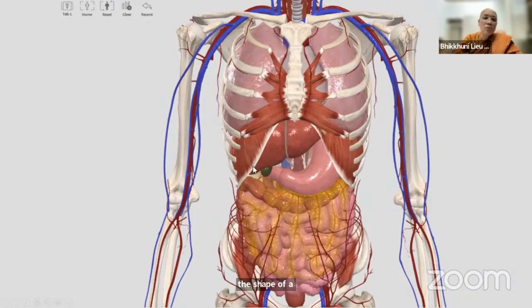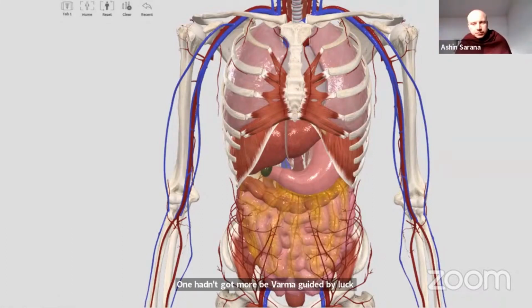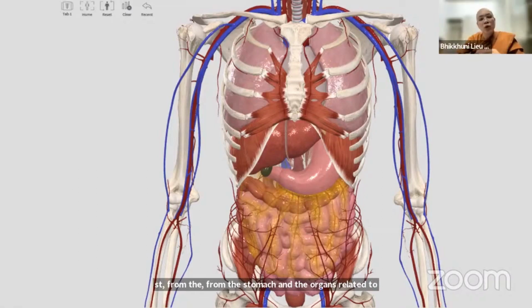Ở đây thì chúng ta thấy có một cái màng cơ mà nó nằm xung quanh, giống như là hình của một cái vòng. Cái đó gọi là cái hoành cách mô. It separates the chest from the stomach and the organs related to the stomach. Và cái này nó làm ngăn giữa cái khoang ngực phía trên với cái khoang bụng ở dưới, gồm có dạ dày và các cái hệ thống ruột.